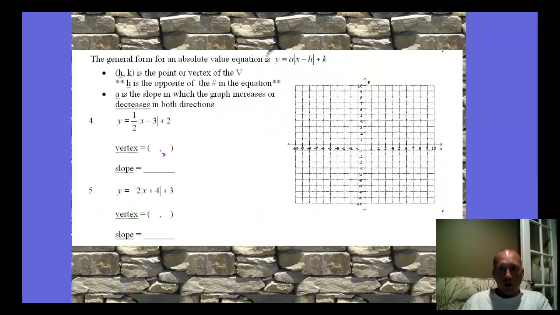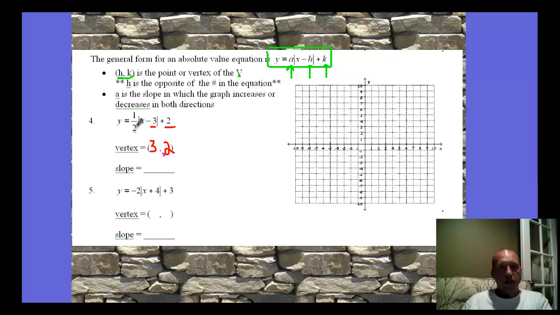So the form of that parent function is this, which includes all the different parts, where our a value here vertically stretches the graph. It's also known as the slope to the right of our vertex. The h, k is the point, or vertex, of the V. The point of the V. h is the opposite of the number in the equation. So if I had like x minus 3, h is actually positive 3, the opposite of what you see. So if we try graphing this one here, if we pull out the information, we should see that the vertex, our h value, is opposite of negative 3, so it's positive 3, and then 2.